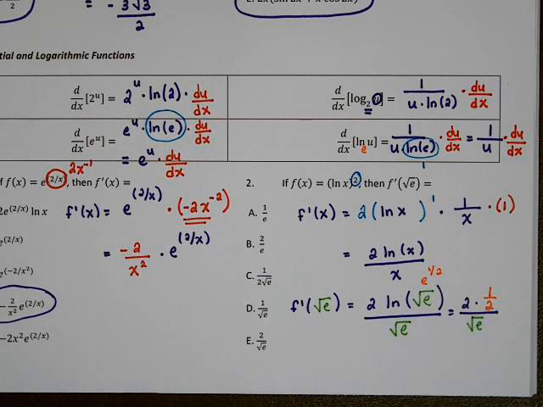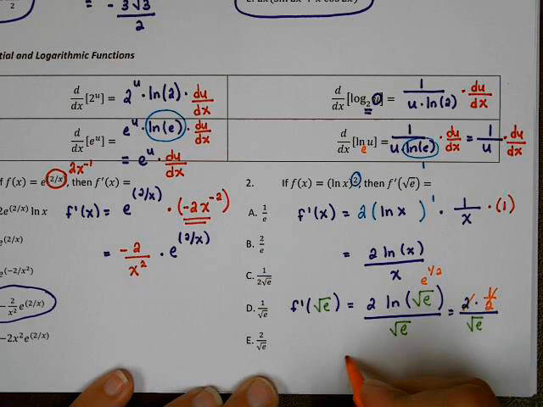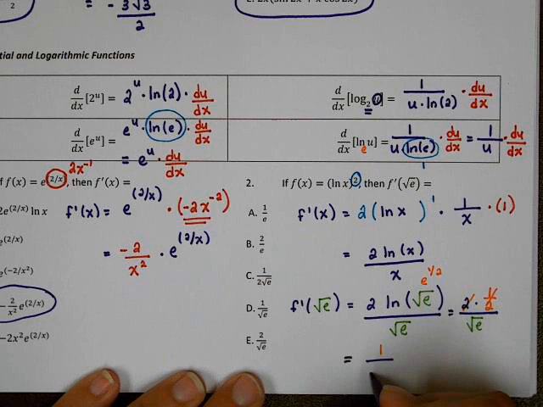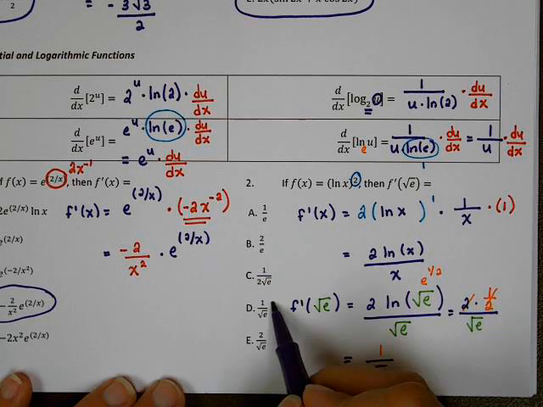Now 2 times 1/2 cancels, so we just get 1 over the square root of e, which is option D.